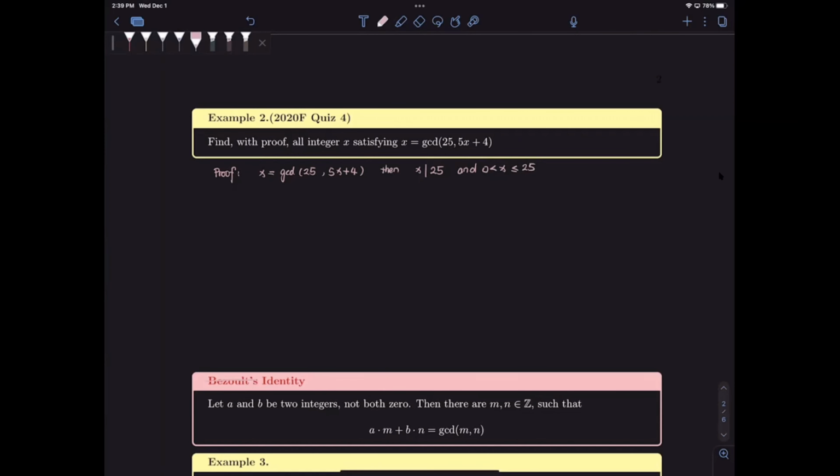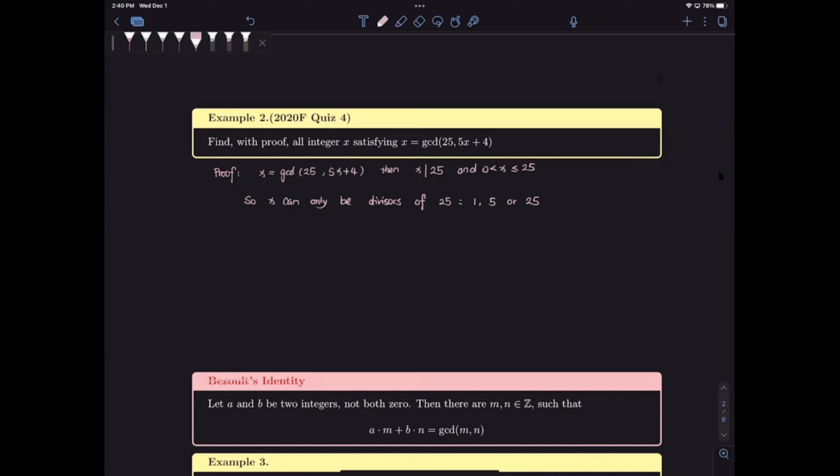Right. What does this mean? This means that it can only be divisors of 25. So x can only be divisors of 25. So it can be 1, 5, or 25. So 25 divides itself.